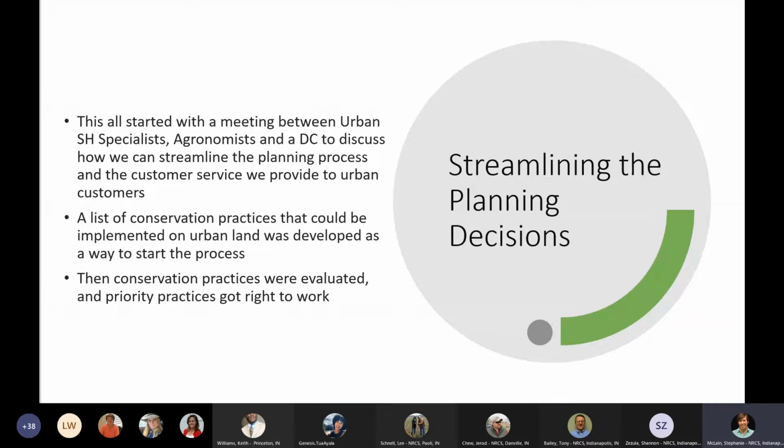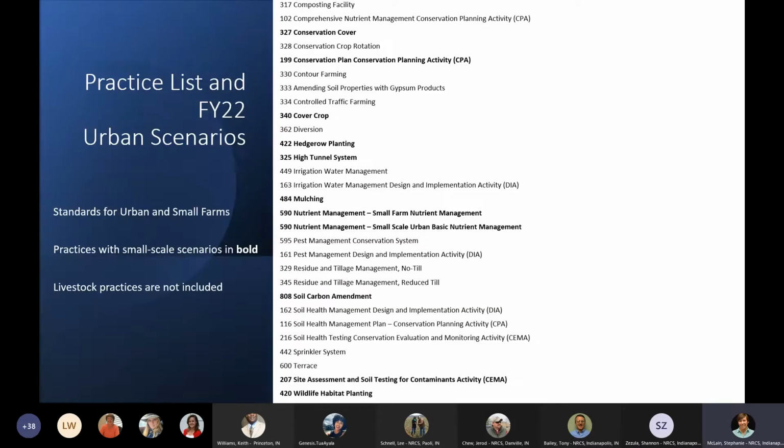assistance. We developed a list of conservation practices, which is quite an extensive list that could be utilized or have the technical capacity to be utilized on urban lands. And then we kind of evaluated those practices and got to work on the priority ones. So this is, I'm not going to call it an inclusive list or an exhaustive list, but let's just say it's a pretty extensive list of conservation practices that could be applicable to urban farms.